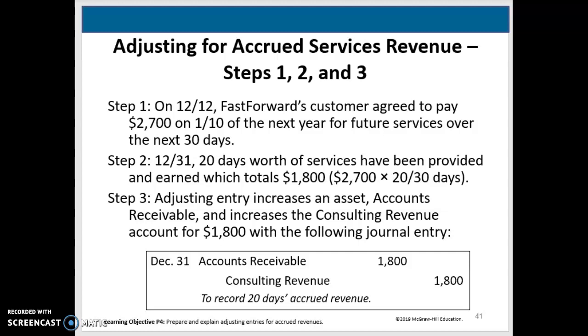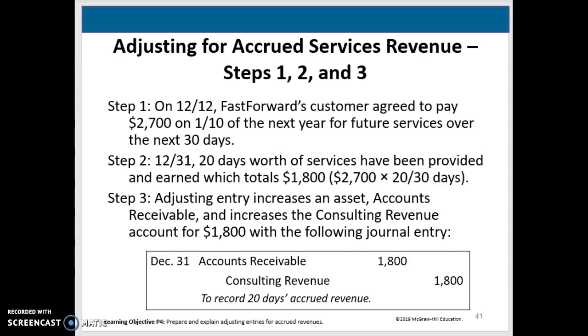We get to the end of the period, we have to do our adjustment. So it's 12/31. So we have 20 days worth of services that have been provided in the month of December. So 12/12 to 12/31, if you count it out, it comes out to 20 days. So that means we've earned 2,700 times 20 out of 30 days, or 2/3. So we've earned 1,800 of it. We have to recognize that revenue that we've now earned.